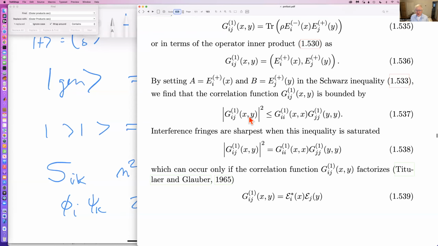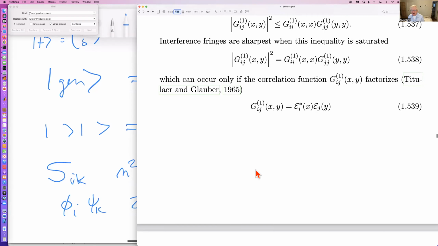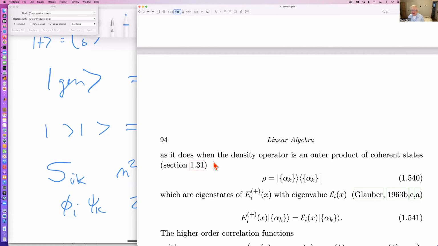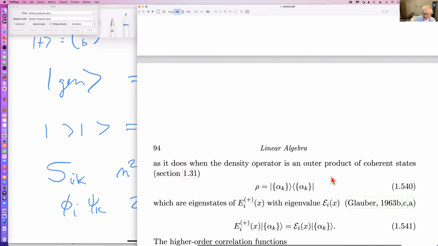Then interference fringes are sharpest when this inequality is saturated, so that Jij is equal to this product, and that can occur only if the correlation function factorizes. And that's when G1 is E star E, and it factorizes in particular when the density operator is an outer product of coherent states. These are coherent states in each mode of the radiation field. The radiation field has two polarizations for each value of momentum. There are infinitely many momentum values.